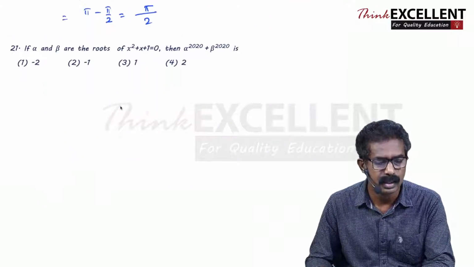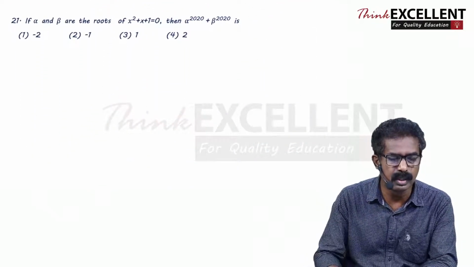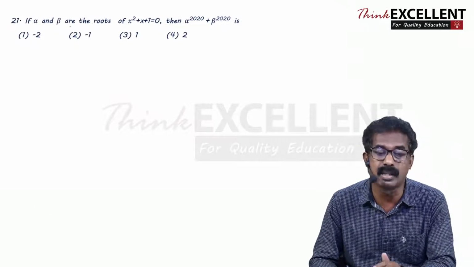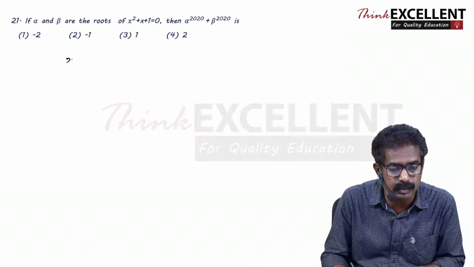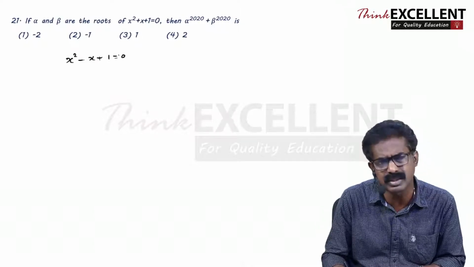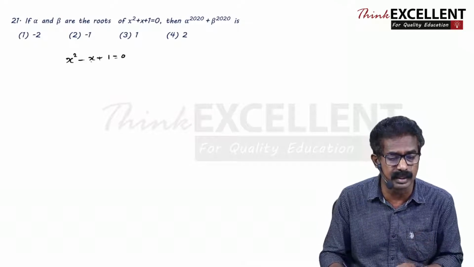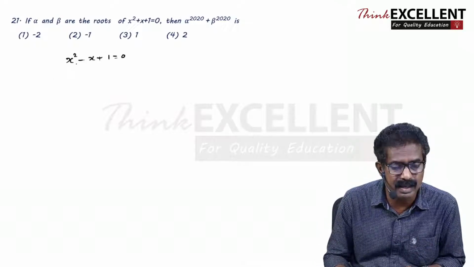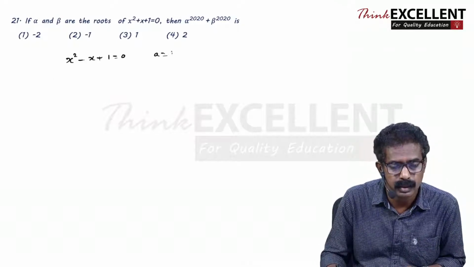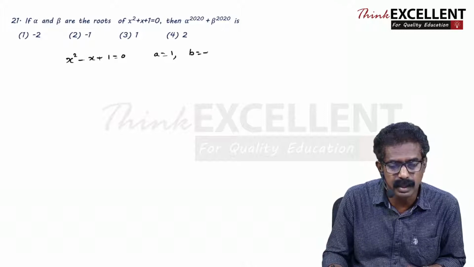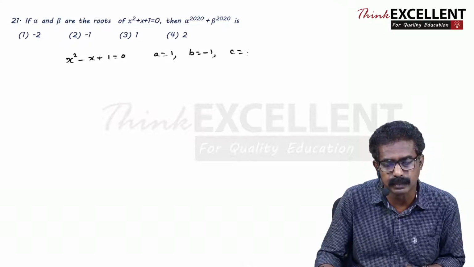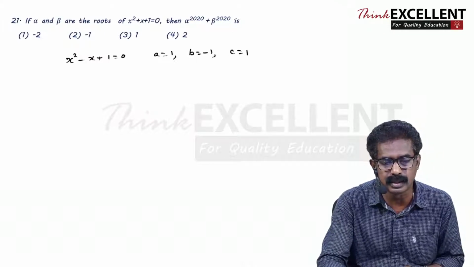Okay. Now look at the next question, the 21st one. Alpha and beta are the roots of this equation. So one equation is given, x square minus x plus 1 equal to 0. You solve this first. You will get 2 answers. Take one as alpha, another one as beta. So a value 1, b value minus 1 and c value 1. So these are the values you are getting.